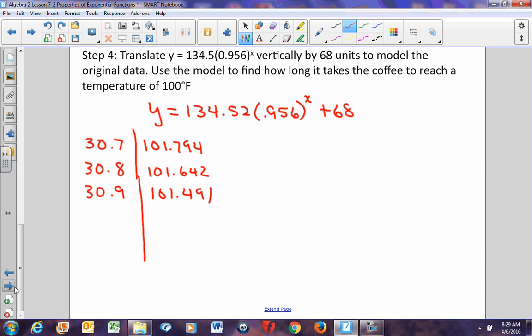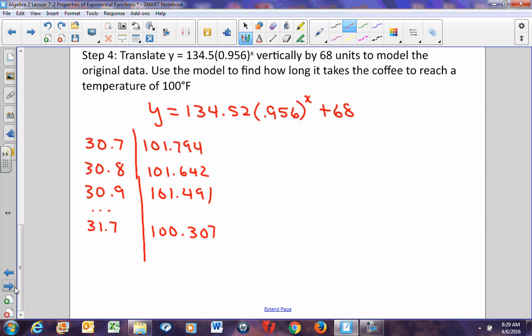At 40 minutes, why did I go over here? I know it's over 30, and it's still way over 101, so let's scroll down. At 31.7 minutes, I have 100.307.